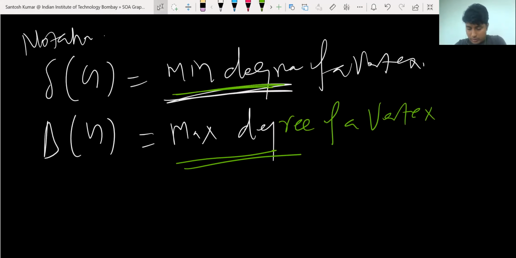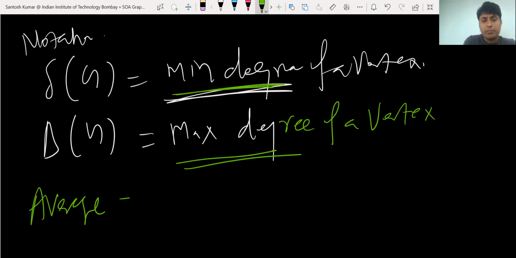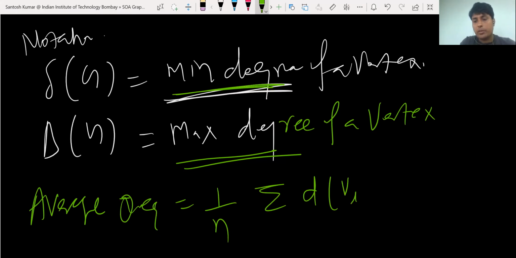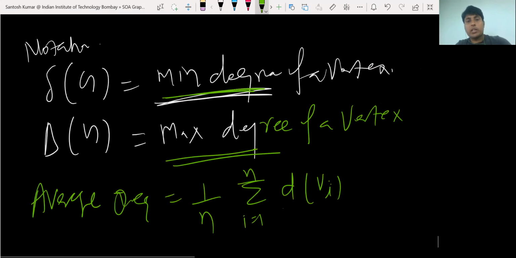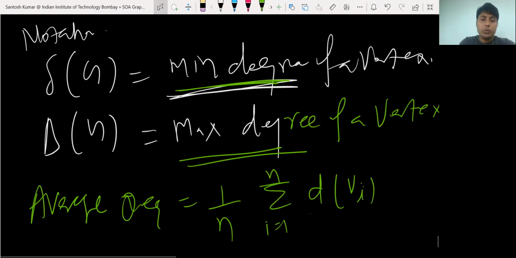And the average degree, if you want to define it, you know the word average already. The average degree is 1 by the number of vertices times the summation of the degrees of all vertices, so i from 1 to n if it has n vertices. Okay, so this is the average degree, and we don't give it any notation. Just know the definition.